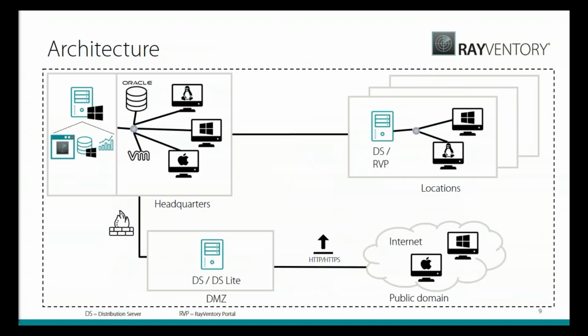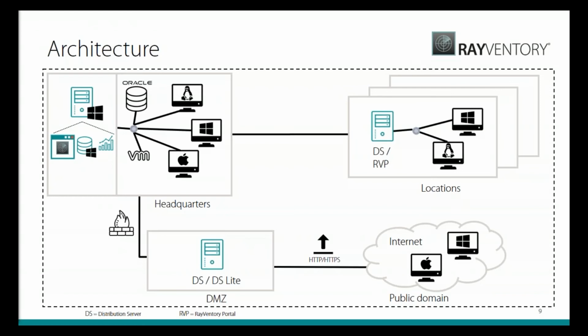Architecture for RayVentory. If we look at the top left-hand corner, that is where it shows you how the actual RayVentory server would be set up. So you'd have the RayVentory server, which utilizes a Microsoft SQL backend and Microsoft IIS. You could also have a distribution server in the main environment, which is local to the RayVentory server, as well as the RayVentory portal in that environment as well, if you want to use that for discovery and inventory. For remote locations, you could have a distribution server or a RayVentory portal instance.